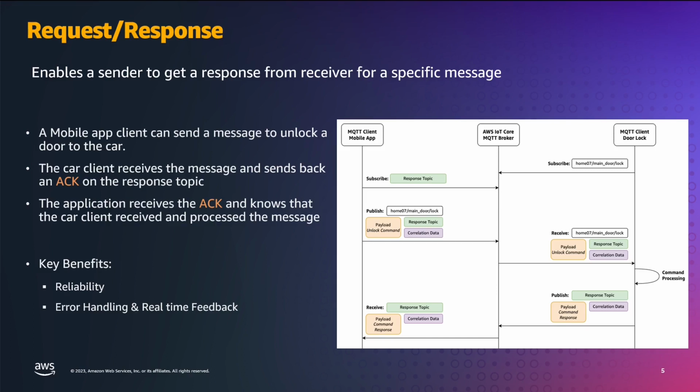The message can also contain some correlation data, which is to uniquely identify the request and match it with the response. The AWS IoT Core broker processes the messages and publishes it to the topic on which the door lock is subscribed to. The door lock receives the response from the broker and uses the correlation data to match the response with the original request. The door lock then processes the request from the app and publishes the response with the acknowledgement that it received the request and has acted upon it.